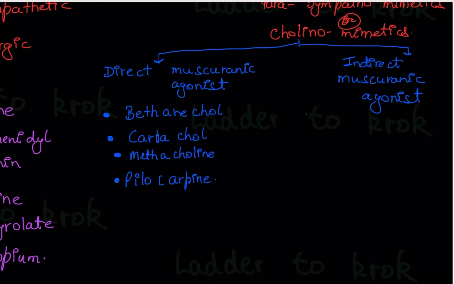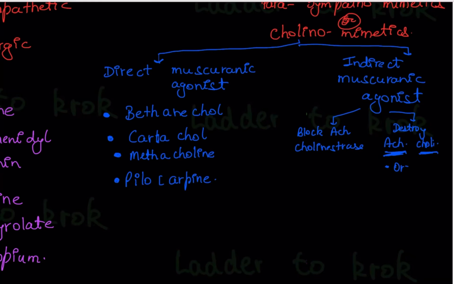Now, the indirect muscarinic agonists, as we already discussed, block acetylcholinesterase, that enzyme. In this also there are basically two types. One are those drugs that block acetylcholinesterase, and the other are those that destroy this enzyme. They destroy acetylcholinesterase, and they are basically organophosphates.